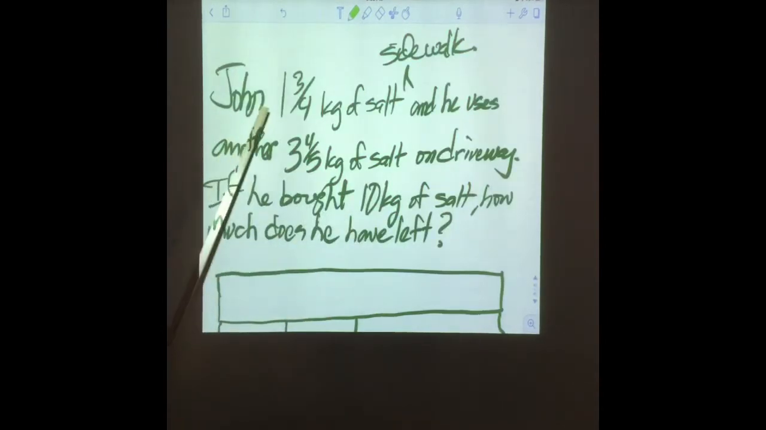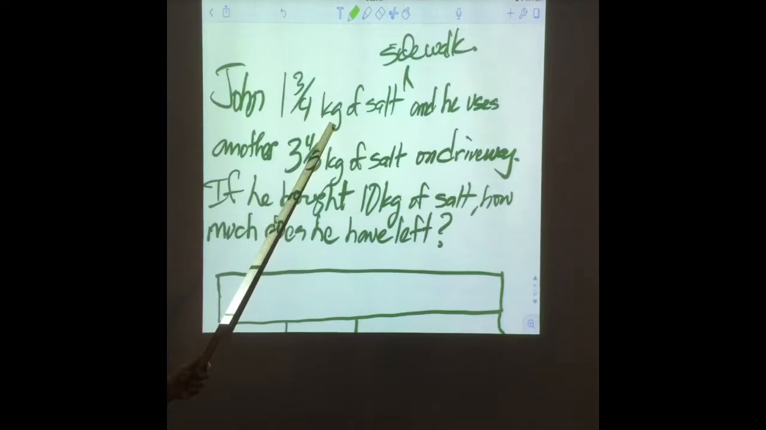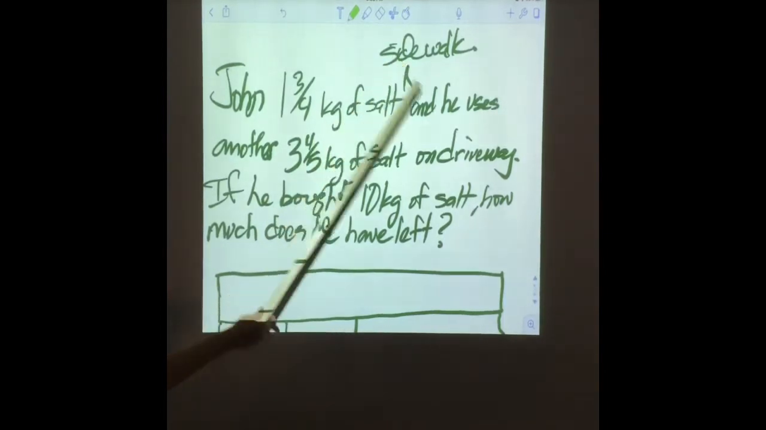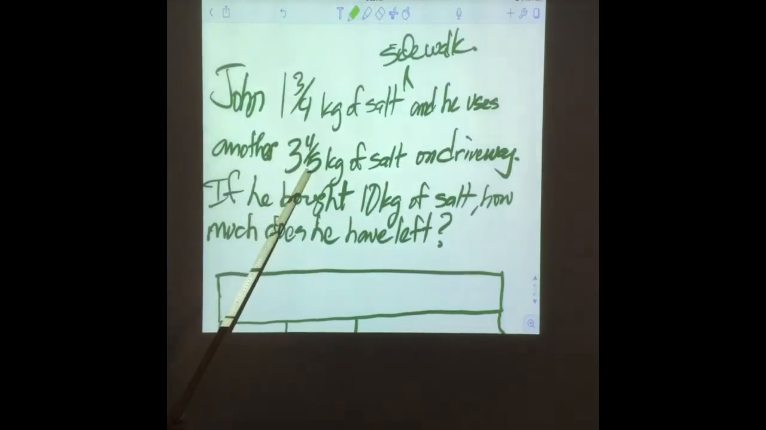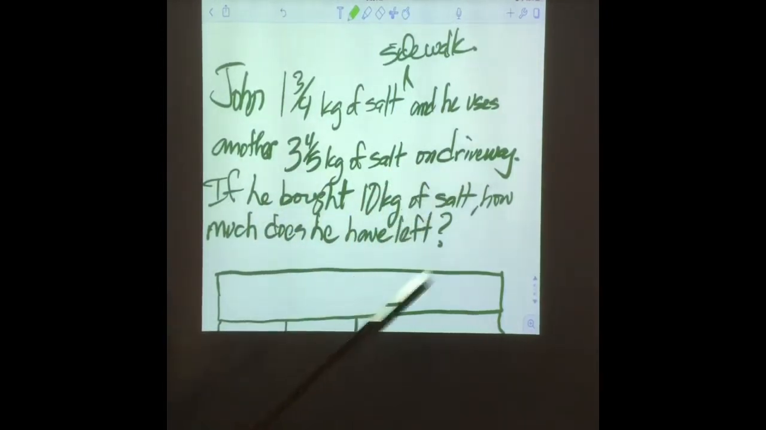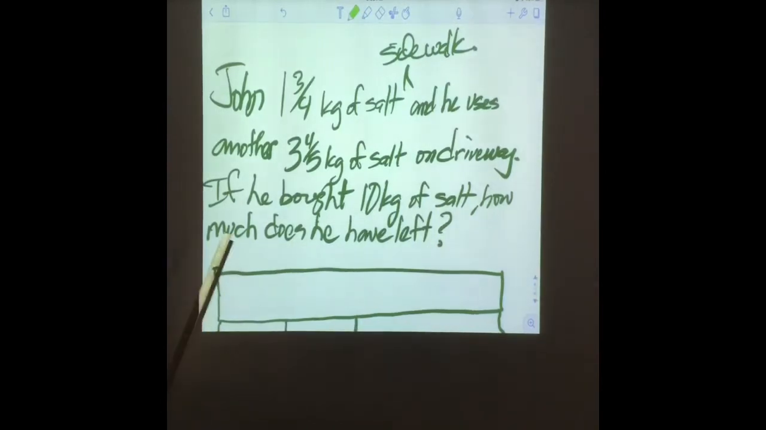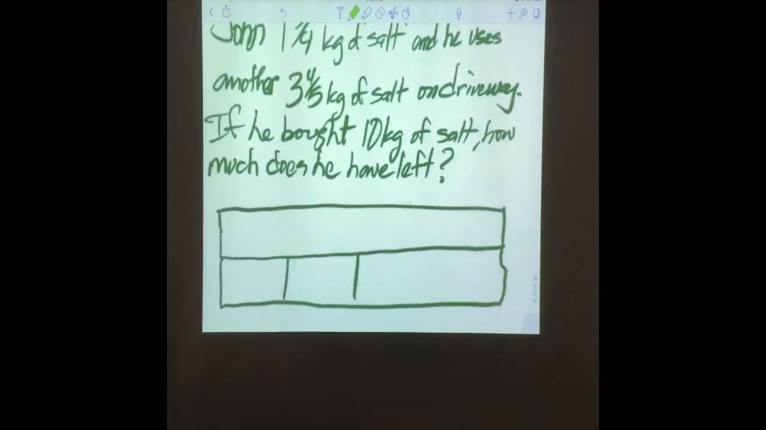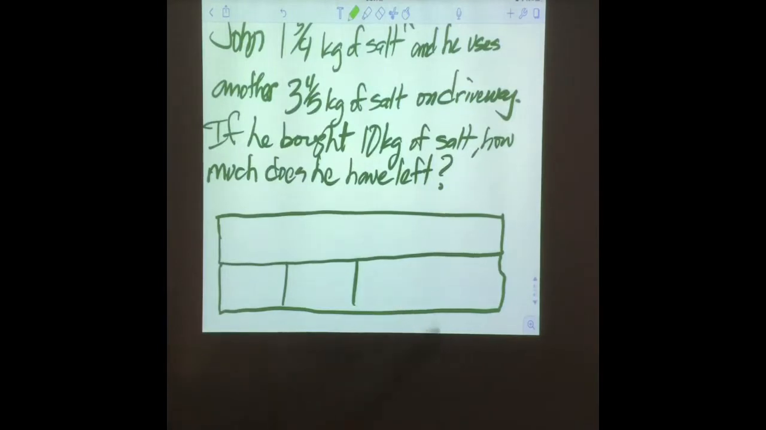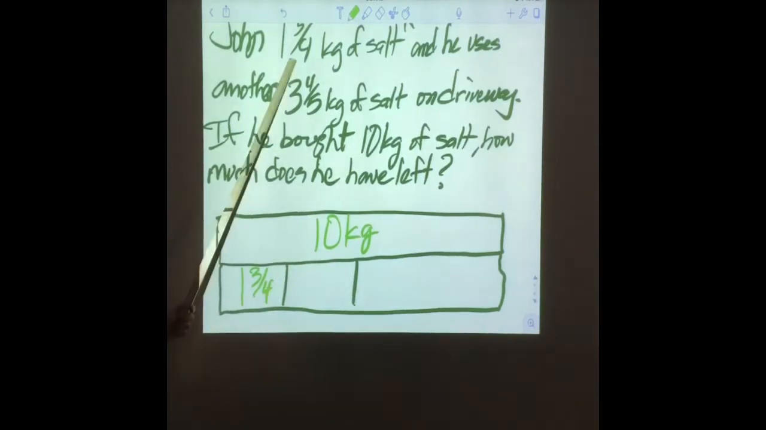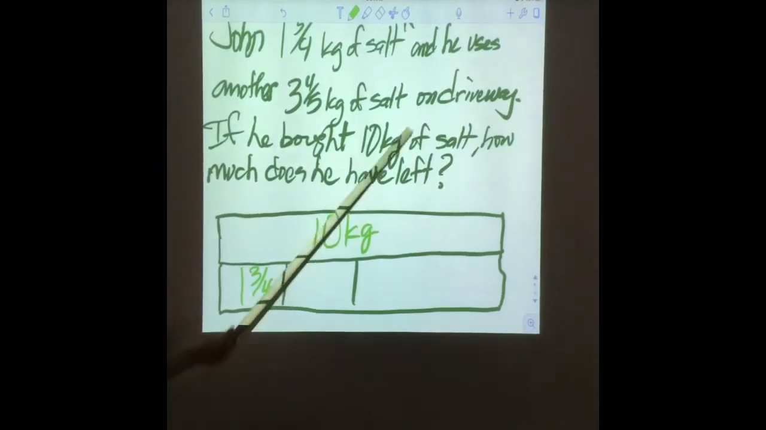Let's do this problem. John used 1 3/4 kilogram of salt on the sidewalk, and he used another 3 4/5 of a kilogram of salt on the driveway. If he bought 10 kilograms of salt, how much does he have left? So, what should our big box be? Good job, you guys. You said 10 kilograms. And we're saying that he used 1 3/4 on the sidewalk, right? And he used what on the driveway?